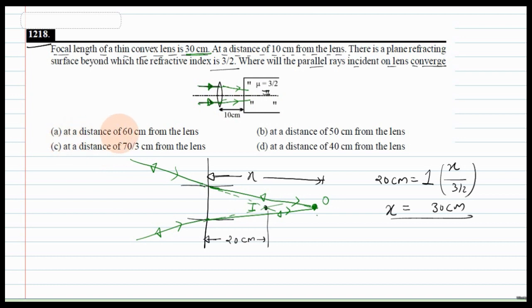So the options: at a distance of 60 cm from the lens, this is wrong. B, at a distance of 50 cm from the lens, this is also wrong. At a distance of 70 cm from the lens, this is wrong. At a distance of 40 cm from the lens, this is correct. So the correct answer is 40 cm from the lens. Thank you.